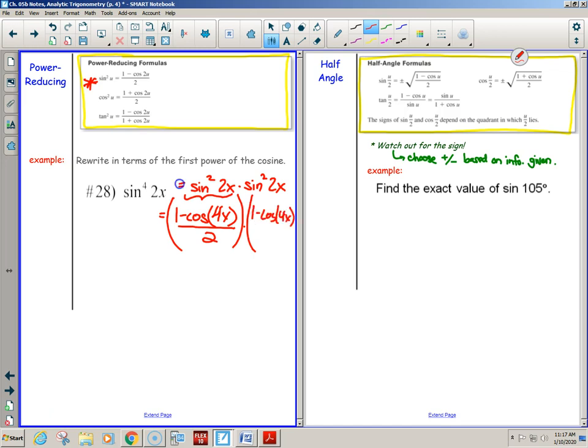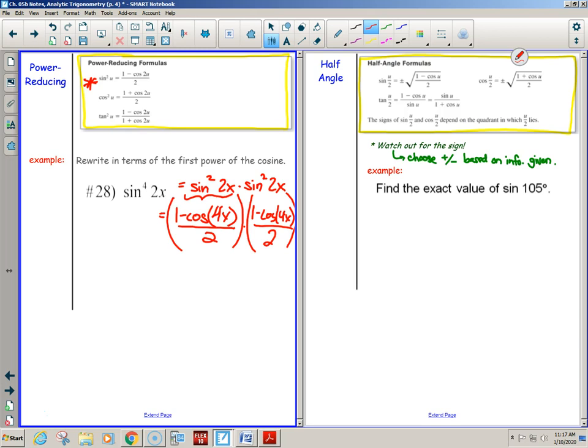Why is it a 4x? Because the formula says it's 1 minus cosine doubling whatever's there in the sine squared. See it? So 1 minus cosine doubling whatever is there. If it's just an x, it's 2x. No big deal. But this had a 2x. I had to double the 2x to get 4x. Yeah. Believe it or not.